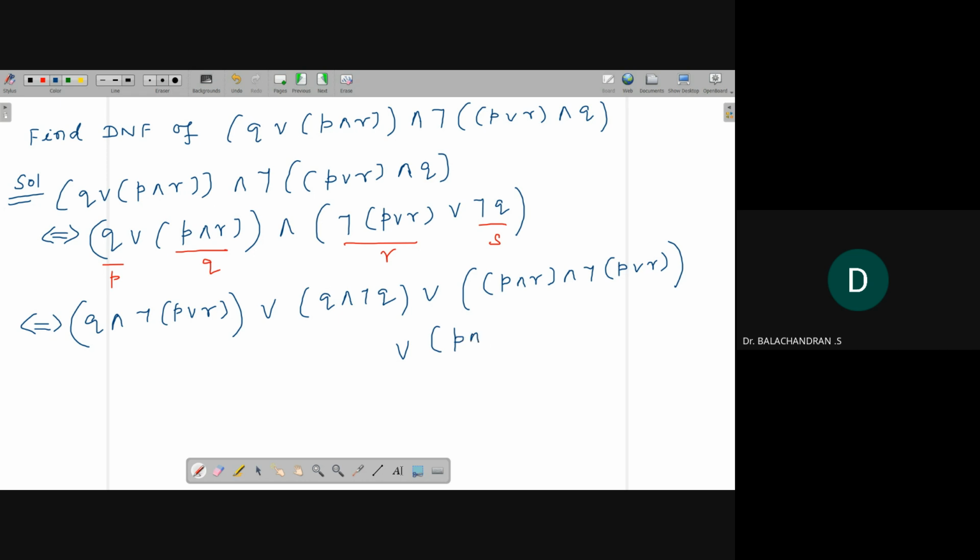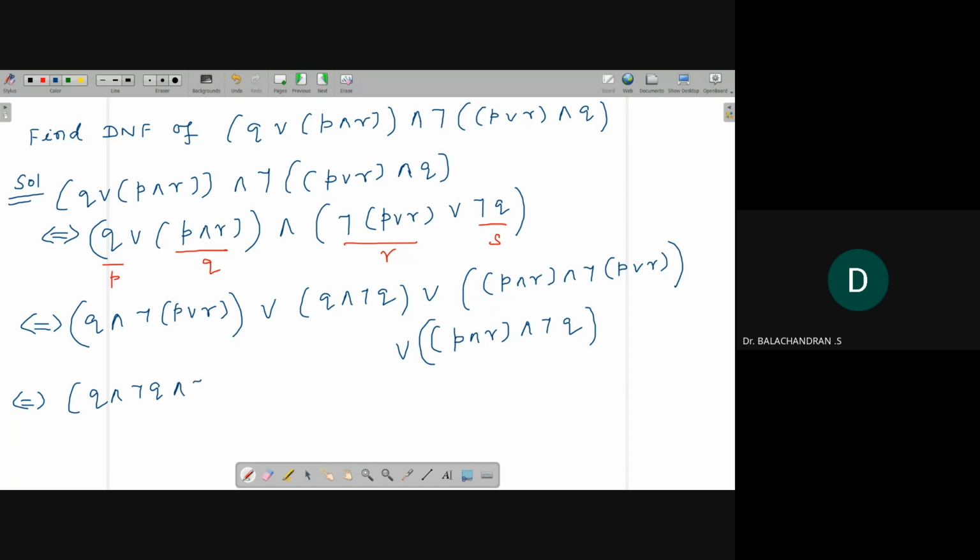So this is what? P and R, P and R, and then and negation Q. Okay, so which is equivalent to Q and, applying De Morgan's law, negation Q and negation R. This is Q and negation Q, which is false, and then P and R, and applying De Morgan's law here, negation P and negation R, and then R. Everywhere you have and, so P and negation Q and R.